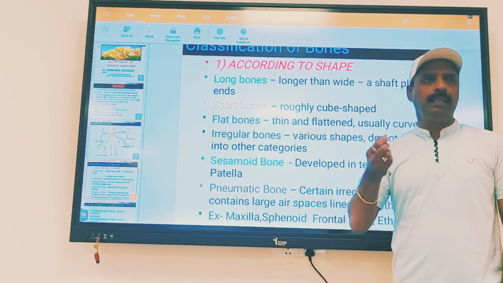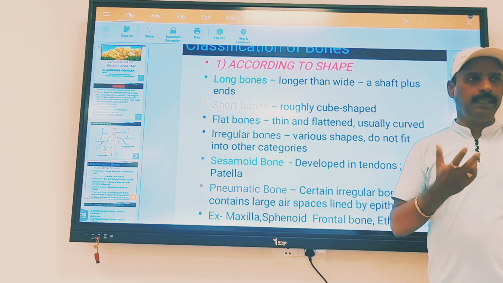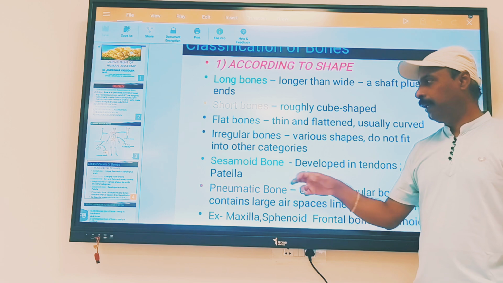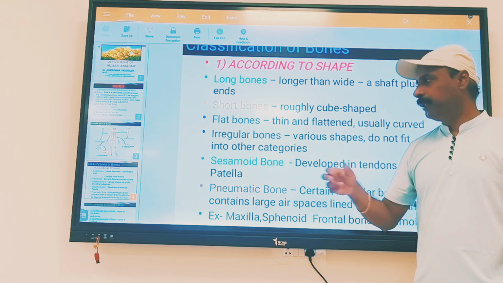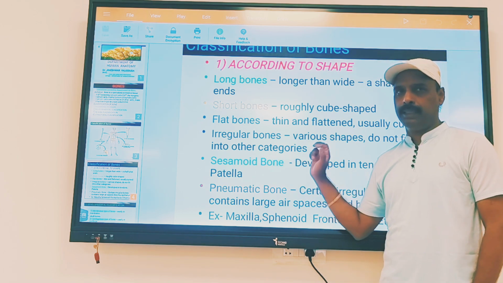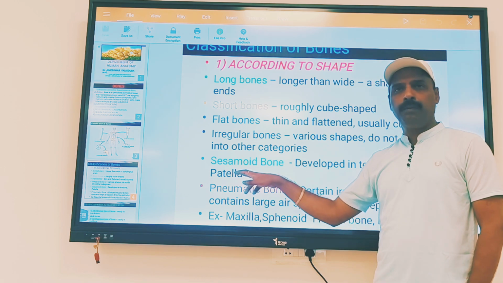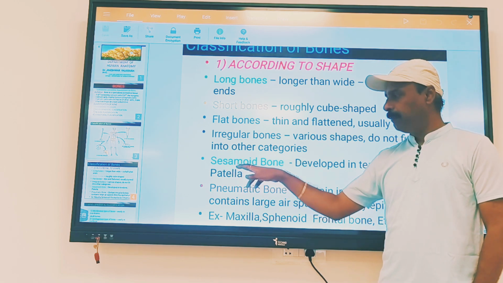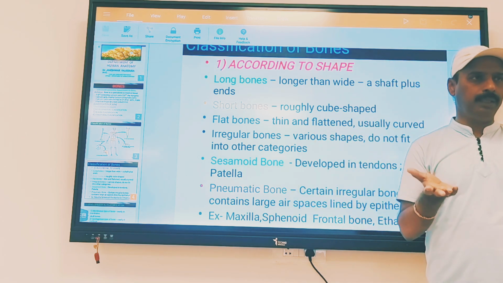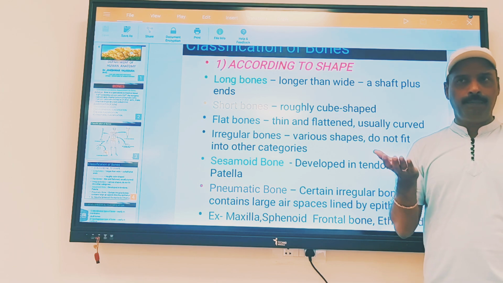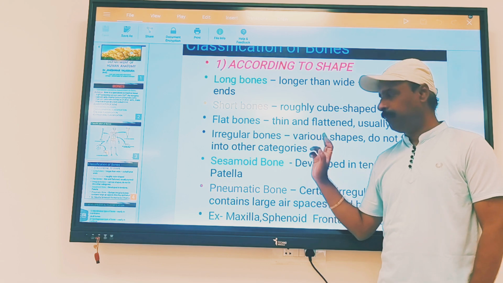Sesame means seed-like; it is an Arabic word. So these are small bony nodules developed in the tendons of muscles. Very important. The largest sesamoid bone is the patella. One more bone in the hand, the pisiform bone, as we studied in the carpal bones, is also an example of a sesamoid.